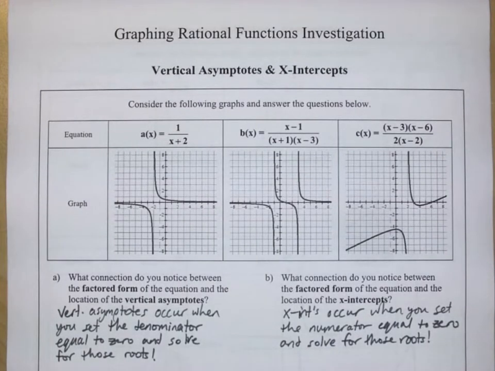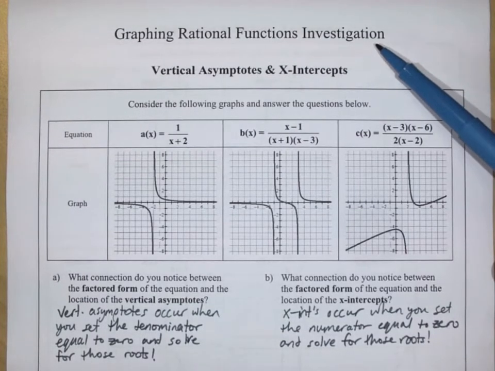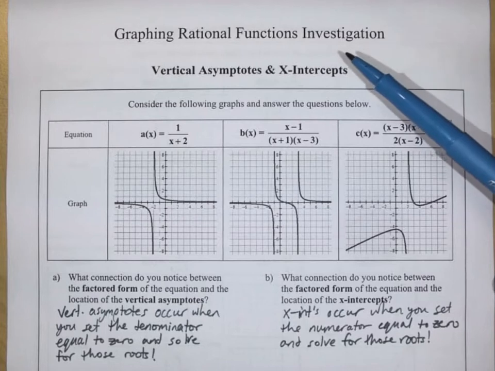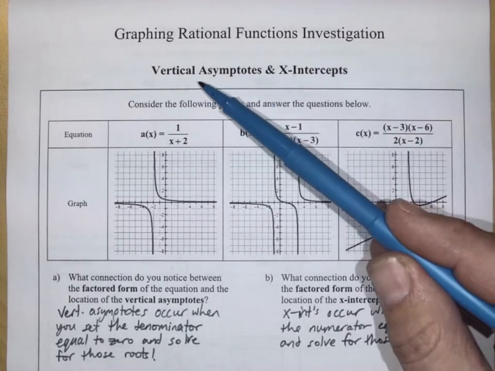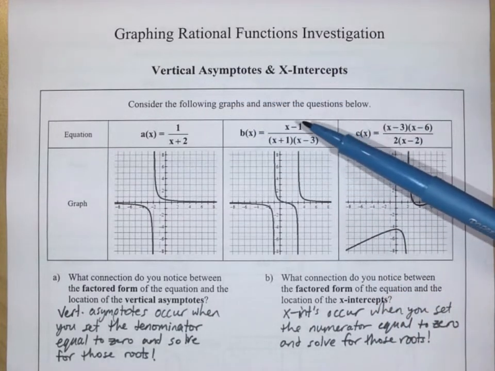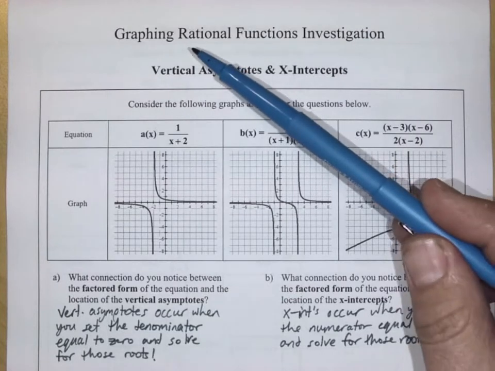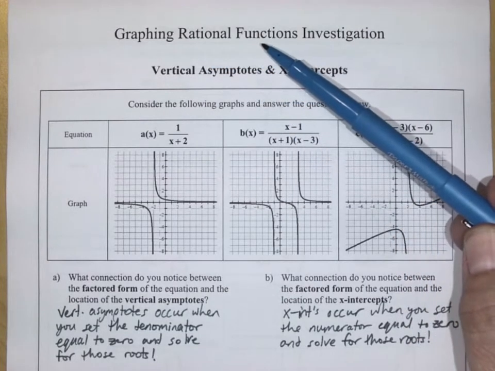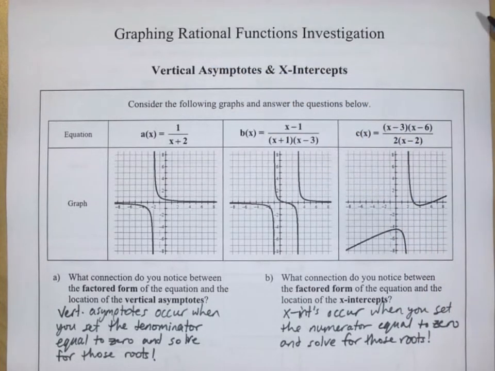Okay, so we are on week 2, and this is lesson 2 for week 2. We're going to do a little investigation today. And we're going to talk a little bit about vertical asymptotes and x-intercepts. Now, this is based on rational functions, though. Not the same as polynomial functions. We were talking about polynomial functions last lesson.